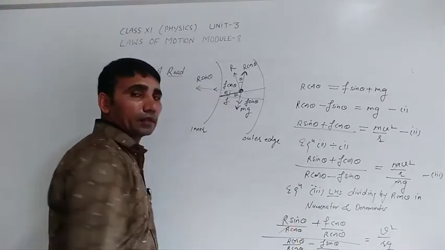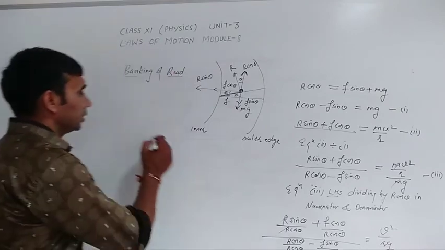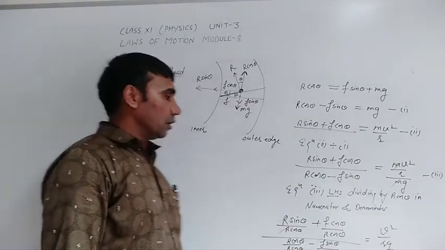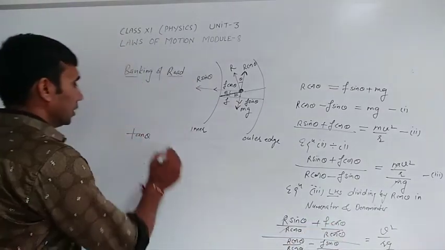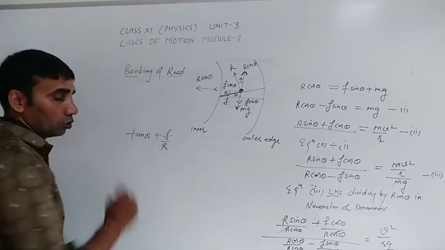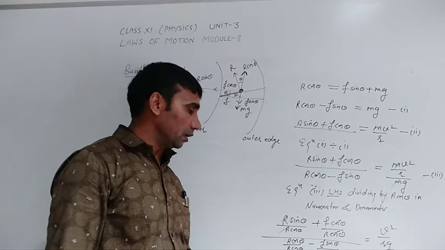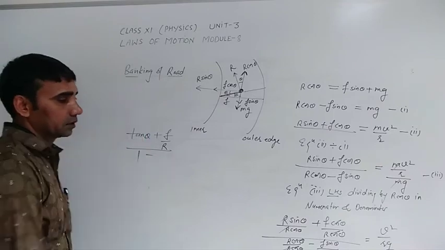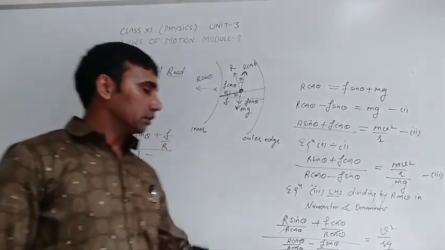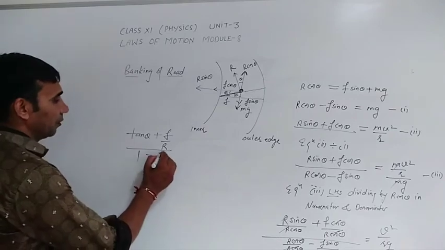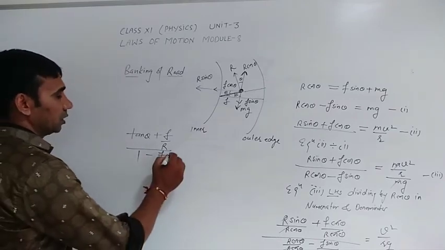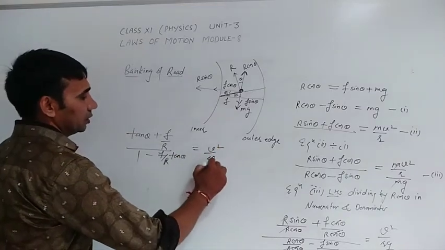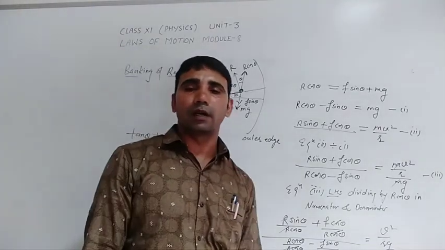R cancels out, sin theta divided by cos theta is tangent theta, and F divided by R cos theta cancels out in the numerator. Now in the denominator, R cos theta cancels out by R cos theta, so we get 1 minus F divided by R sin theta divided by cos theta, that is tangent theta, equal to v square divided by rg.